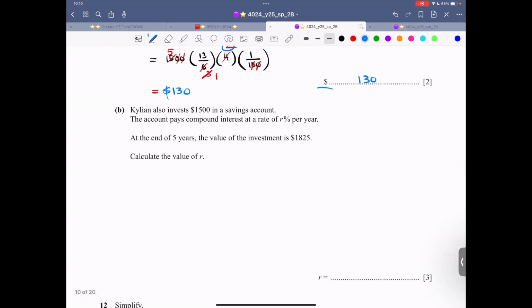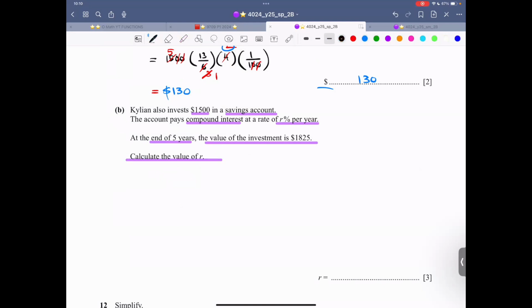Second part, it says this person, what's the name? Caie, whatever the pronunciation, don't waste your time. Caie also invests $1,500 in a savings account. The account pays compound interest at a rate of R% per year. At the end of 5 years, the value of the investment is this. Calculate the value of R.